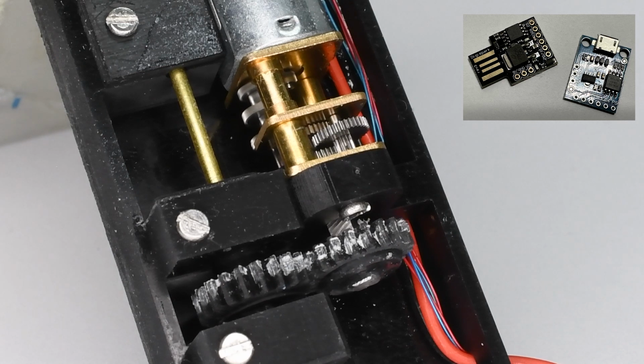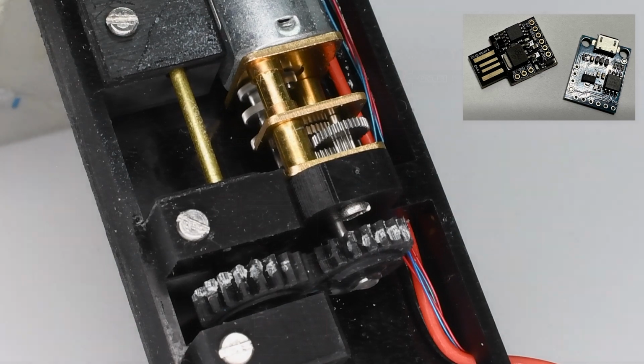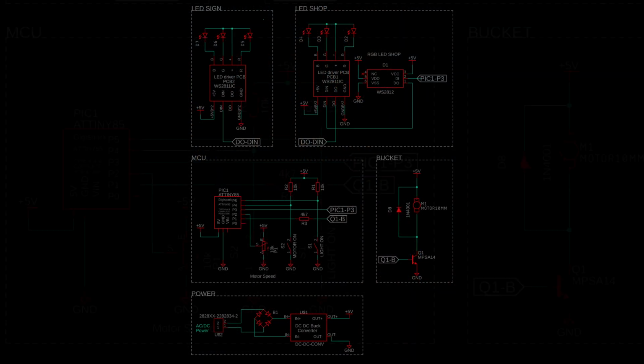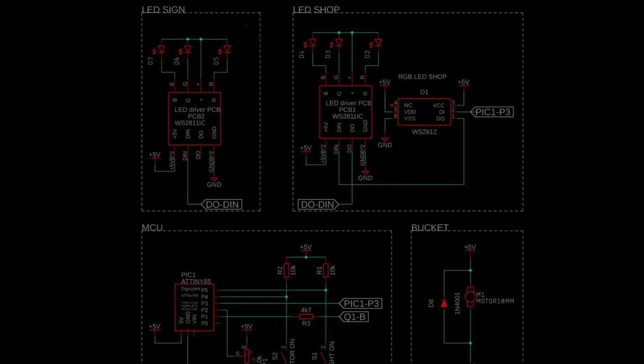But for this model, I use 1 pin to control the addressable LEDs, 1 pin to control the motor speed, 1 pin for the speed potentiometer, and 2 pins for the 2 switches used to turn on the light and the motor.